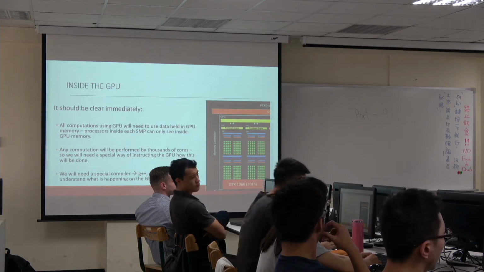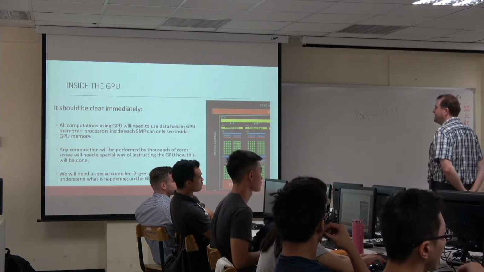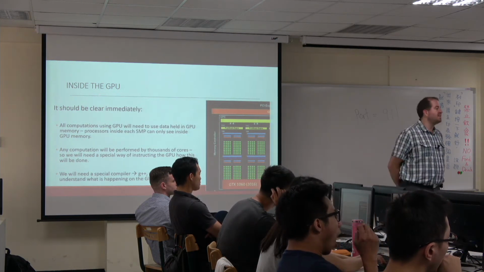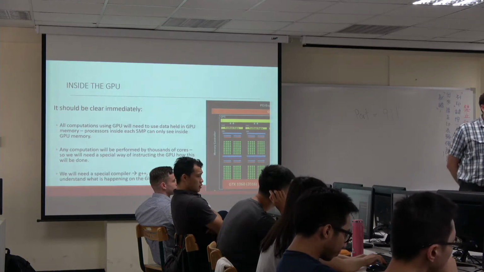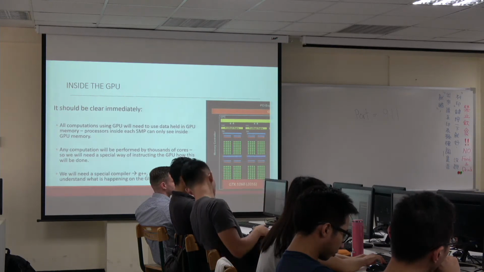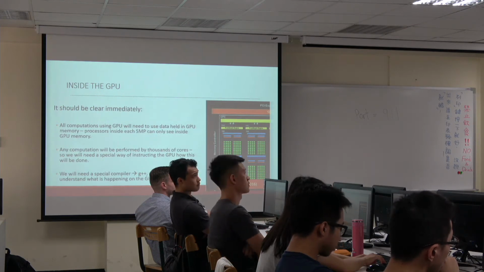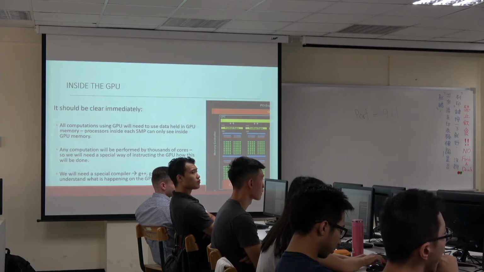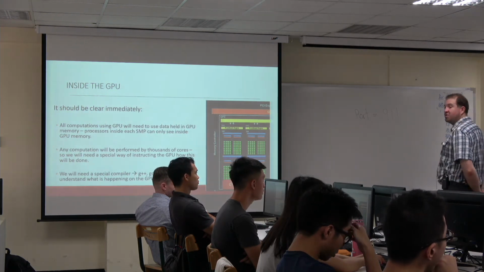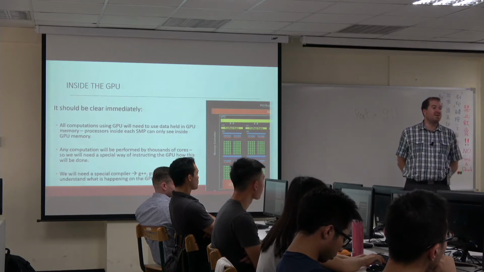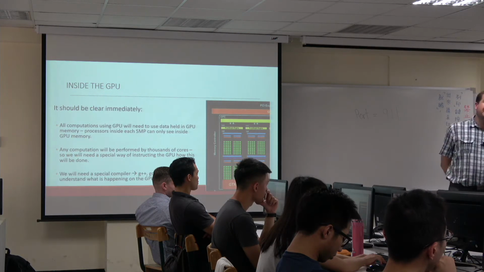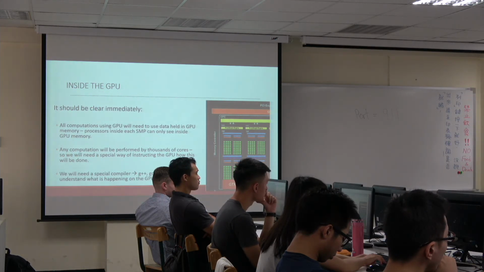So, it should be clear to you now, I hope, that any computations performed on the GPU will need to be performed upon data that is held inside GPU memory. Those SPs can see other SPs and they can see memory on the GPU, but the SPs on your device cannot see memory on the host system. So we're going to need to find a way to allocate memory on the GPU device, copy memory from the host to the device, and then get our answers back. This computation will be performed by thousands of cores. How do we organize all of those thousands of cores to help share our work? This is not automatic.